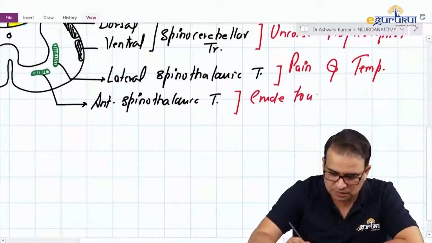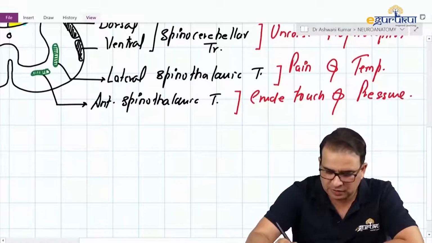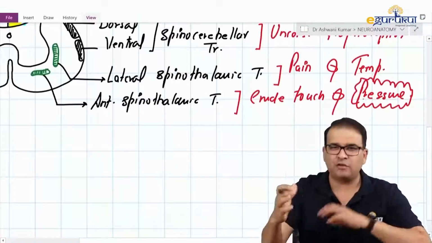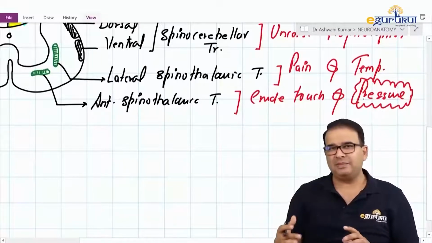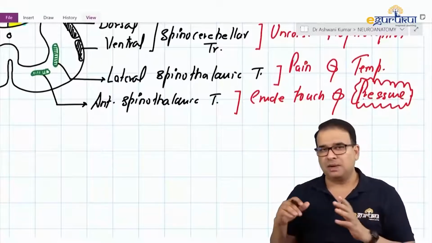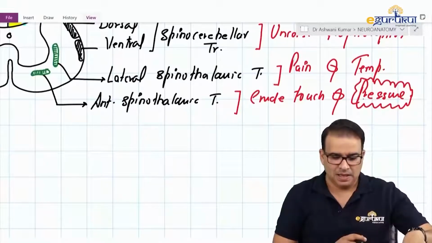Crude touch and pressure. And when I say pressure, you can underline this: if you have to choose one tract for the pressure, if you have the option to choose between the two, definitely go with anterior spinothalamic. Pressure is carried by the dorsal column tract also, but mainly the pressure goes into the anterior spinothalamic tract.